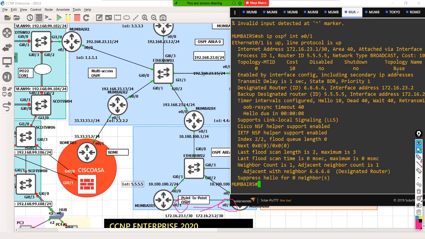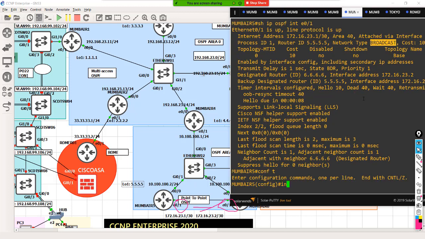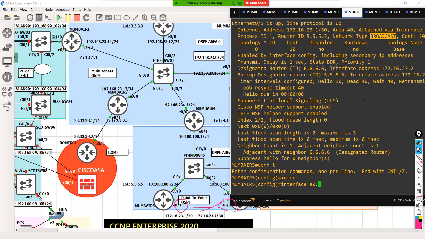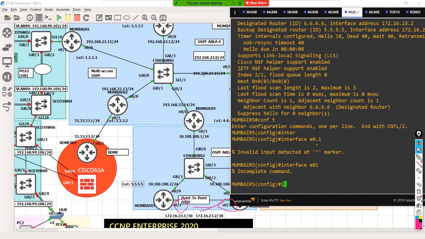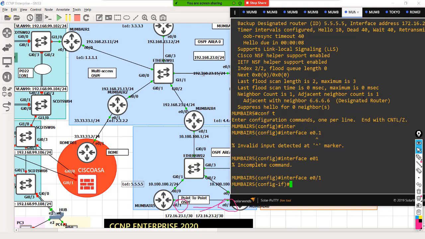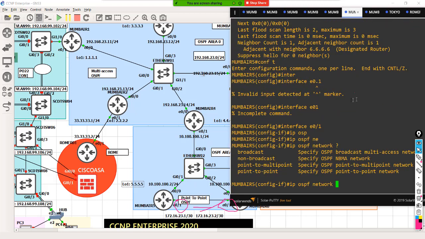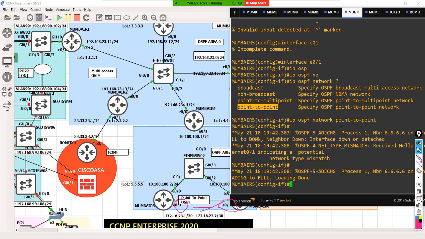Okay, so by default they are taking a broadcast. Now let's say I want to change the behavior. I go to interface E0/1 and I say IP OSPF network. I just want to change that to point to point. By default it has taken broadcast, but I want to change it to point to point.